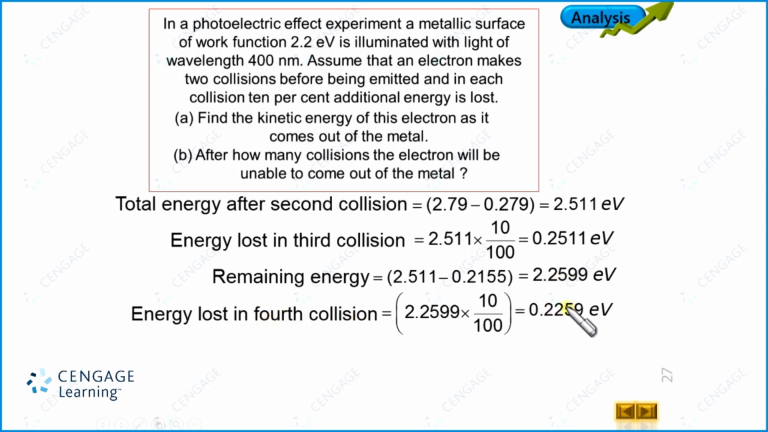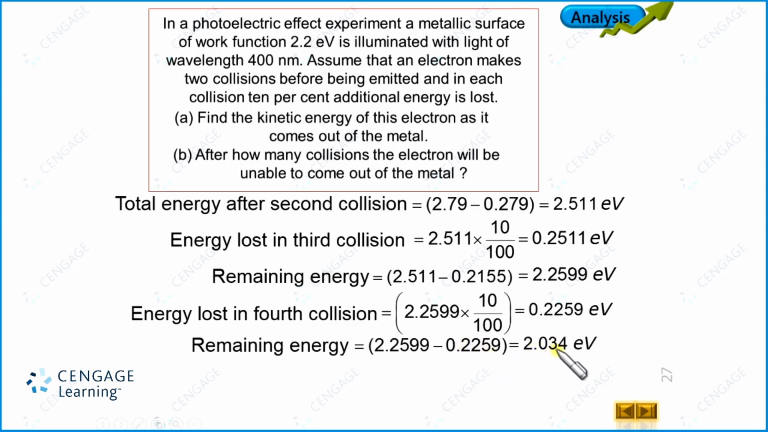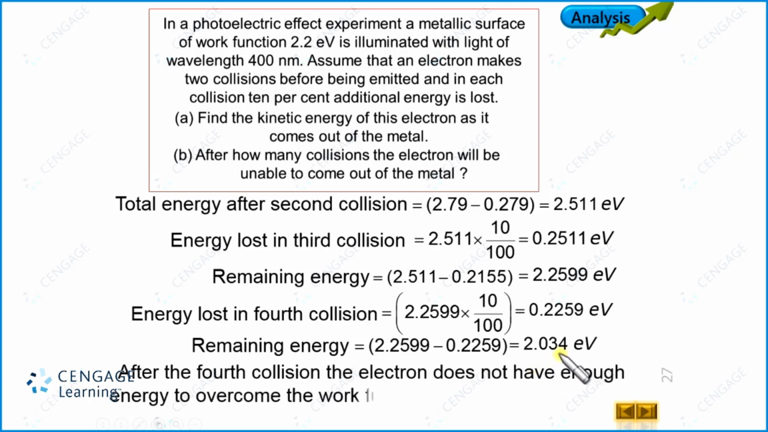So let us calculate the energy of the electron after the fourth collision. We need to subtract this value from this value. So the remaining energy should be equal to this one, 2.034 electron volt. We can observe here this value is less than the work function of the metal. That means after the fourth collision, the electron does not have enough energy to overcome the work function. That means it will not come out. Now let us move to the next illustration.